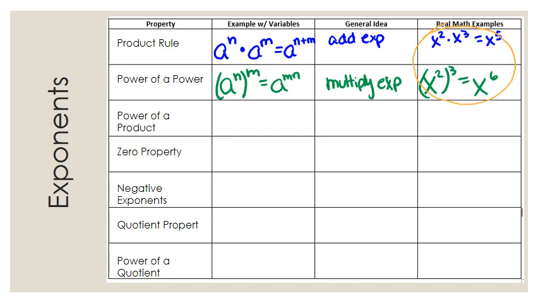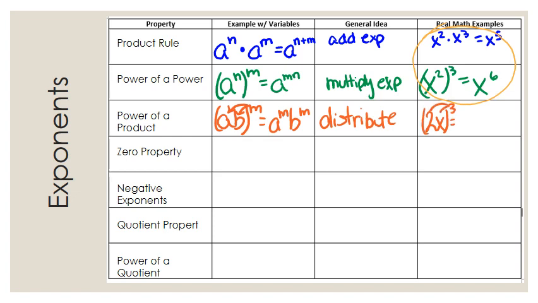Let's take a look at power of a product. What that means is if I was to have ab to the m power, I distribute that m to both variables. So a gets an m power and b gets an m power. So keyword here would be distribute. So an example we can take a look at. If I have 2x to the third, I distribute to both, which means 2 to the third and x to the third. And then I simplify one more step. 2 to the third is 8. So I have 8x to the third.